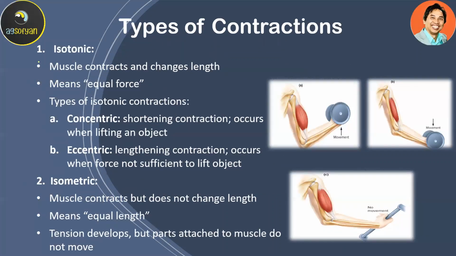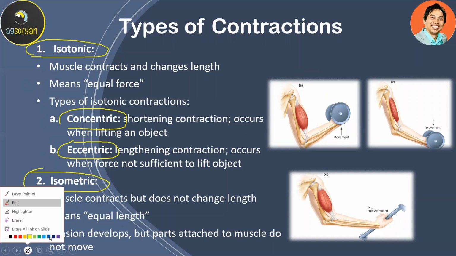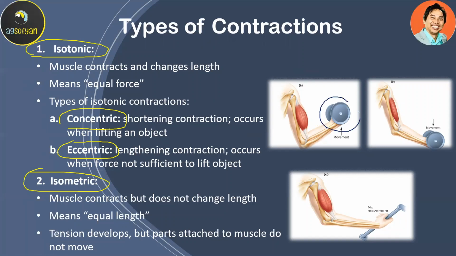Now we're going to see two main types of contraction. The first one is called isotonic, and the second one is called isometric. Isotonic has two types, concentric or eccentric. Now, what is concentric? This is the contraction that we usually use when we're moving an object. This muscle over here will be contracted to move the object, so the object will be moving. This is what we call concentric muscle contraction.